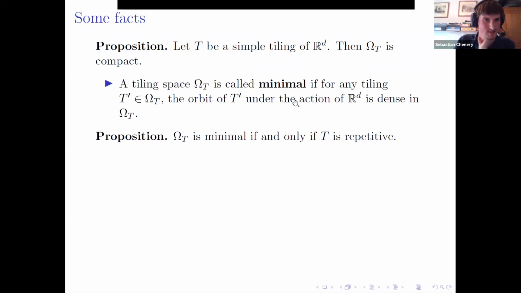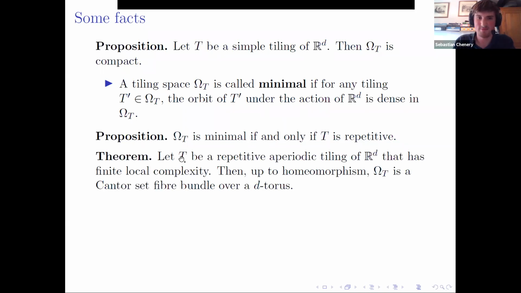And just another quick definition. A tiling space is minimal when you have dense orbits under the action of R^D, again just by translation. And a tiling space is minimal if and only if it is repetitive. This is very simple to prove, and it's a good exercise. Repetitivity more or less encodes this minimality, because you have these big patches containing your smaller patches, and it all works.